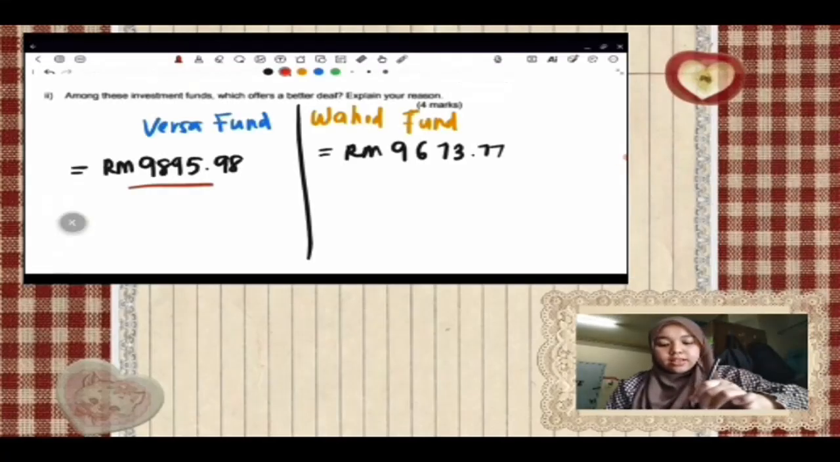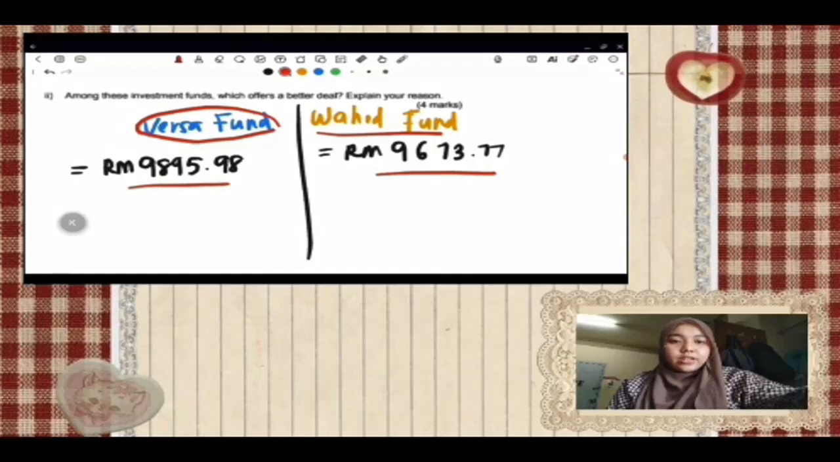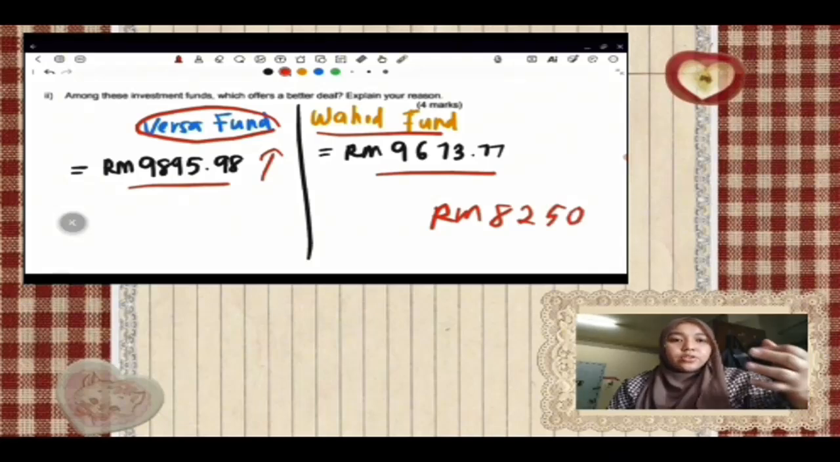We always compare final accumulated amounts using the compound interest formula. Since we got 9,895 ringgit 98 cent for the Versa Fund and only 9,673 ringgit 77 cent for the Wahid Fund, this clearly shows that Versa gave a higher return even though both funds received the same initial amount of RM8,250. The difference comes from the interest rate and the compounding frequency.